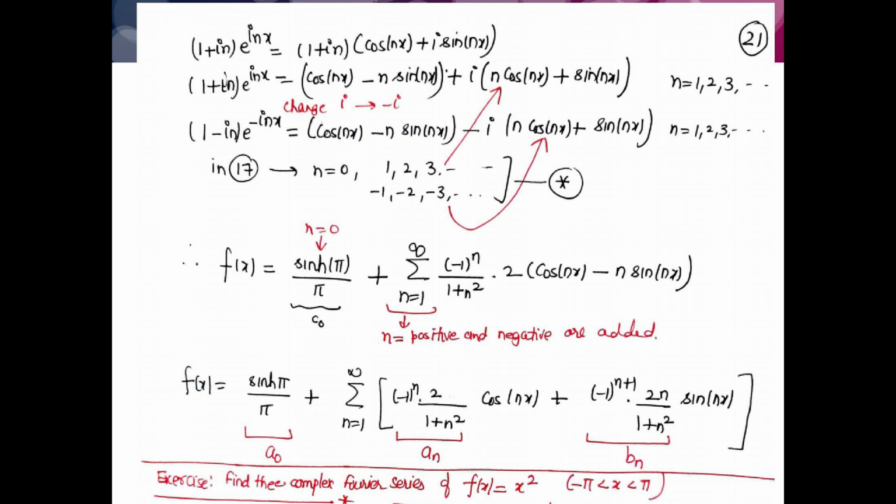Now try just one problem. Find the complex Fourier series for the periodic function f of x, which is x square defined from minus pi to pi and its period is 2 pi.